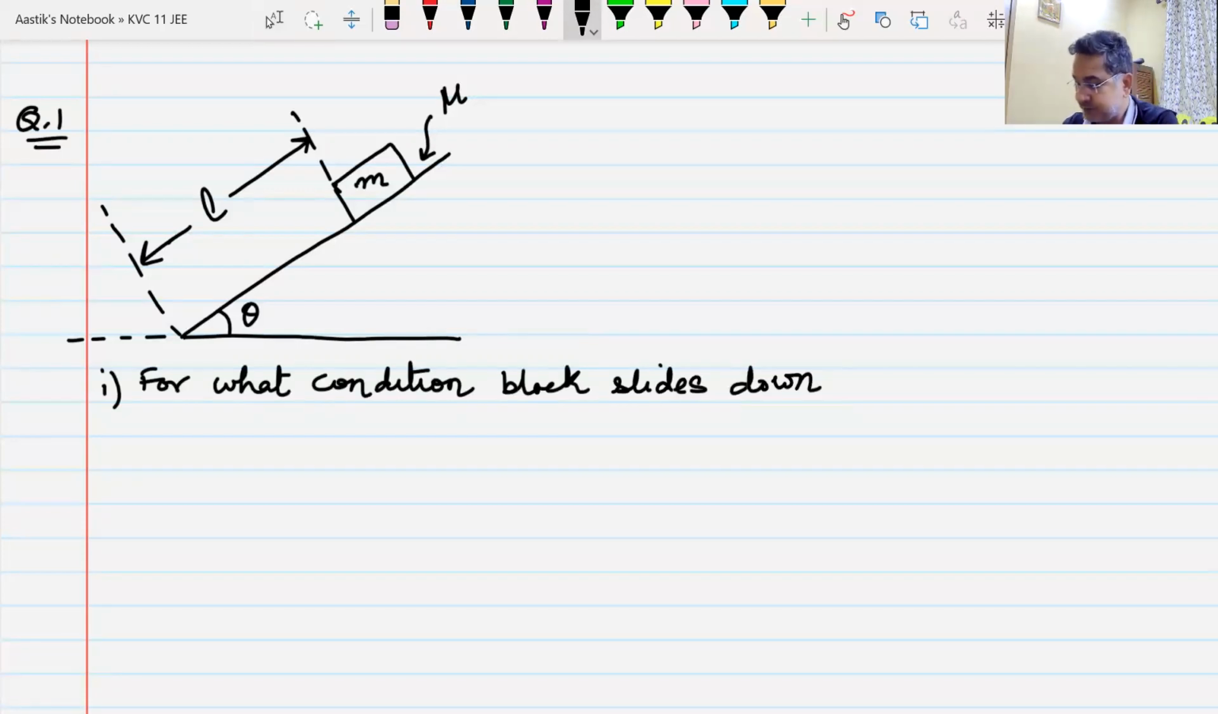mg sin theta. Mg sin theta is the condition. Mg sin theta is greater than limiting friction. What is greater than something? Limiting friction. What is greater than limiting friction? Mg sin theta. Mg sin theta is greater than limiting friction. What is the condition that is going to come from there?